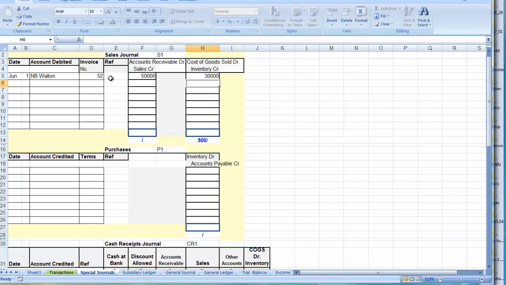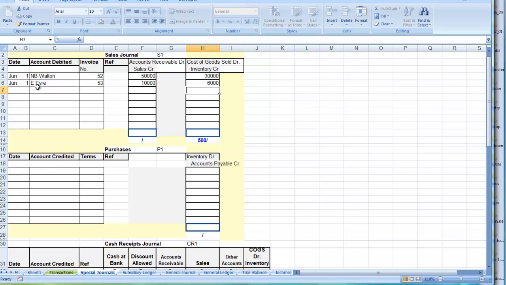And we could put other information in here like the terms. Now we go also on that date, June 1, sale ER, invoice 53, amount 10,000, for accounts receivable and sales, and therefore it's going to be a 6,000 cost of goods sold and 6,000 reduction in inventory.